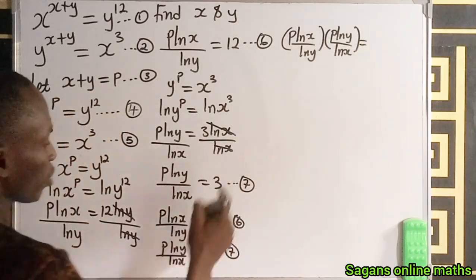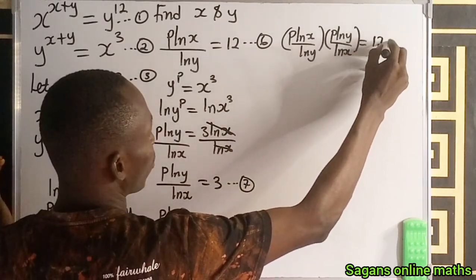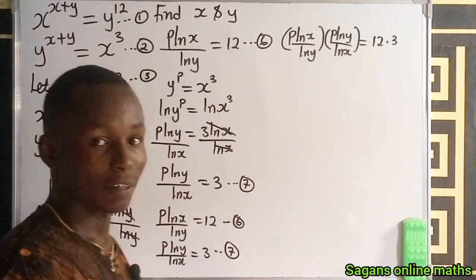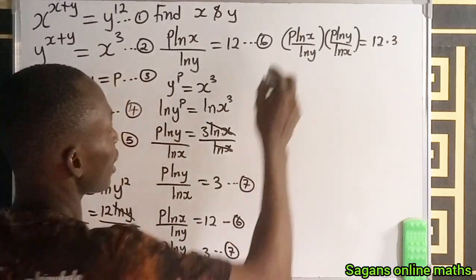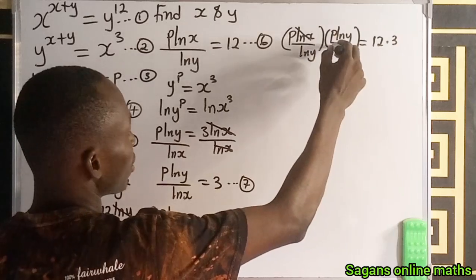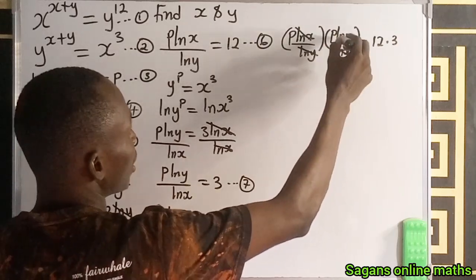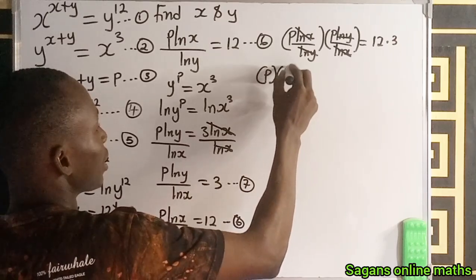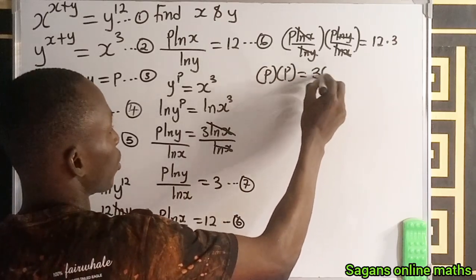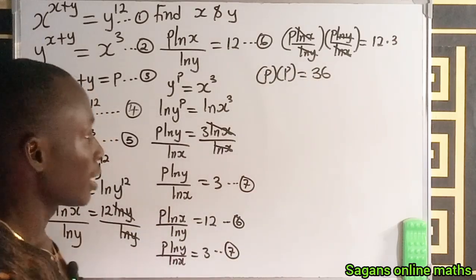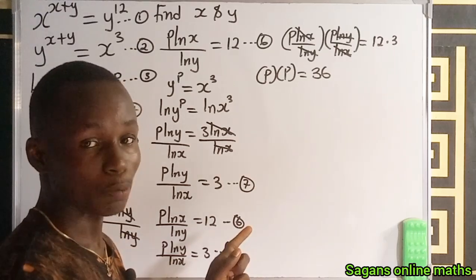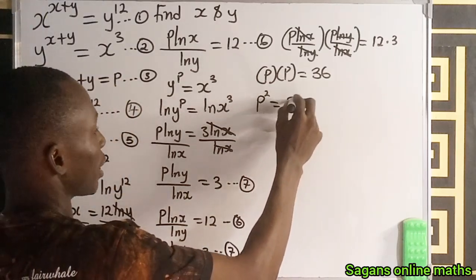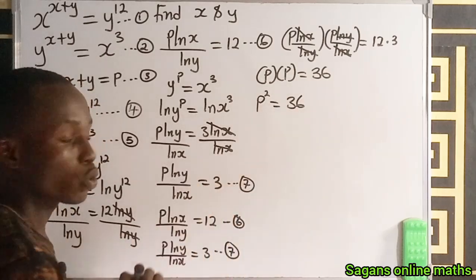Now multiplying this by this, we have 12 multiplied by 3, because we are multiplying equation 6 by equation 7. Now consider that this will cancel out this, and this will cancel out this, right? So we are left with p times p equals 36, because 12 times 3 is 36. p times p is p squared. We have p squared equals 36.